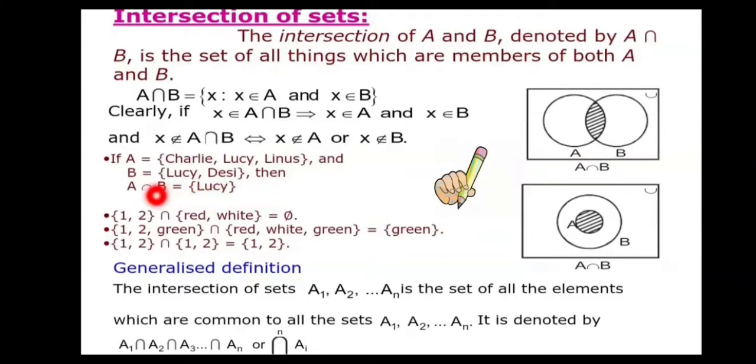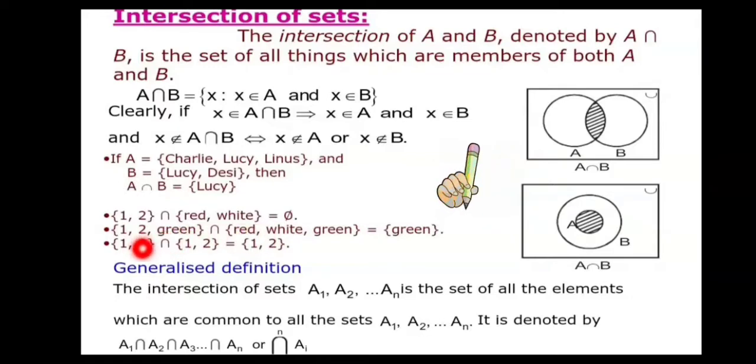Then what is the intersection A intersection B? The common elements are called intersection of sets. So the common element here is Lucy. Therefore A intersection B equal to Lucy. Here the set 1, 2 intersection red and white. In both the sets there is no common element. Therefore the intersection is empty.